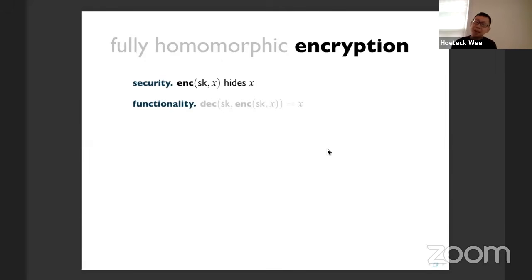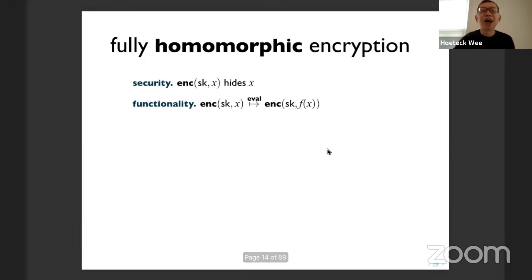Basic security says that the encryption of X should hide X if you don't see the secret key. Moreover, this is the secret key setting, so we actually do require that even if you encrypt many different values under the same secret key, all of the ciphertexts should also hide all of these original plaintext values. So the main difference between fully homomorphic encryption and traditional encryption is the additional functionality requirement, which says that there exists an evaluation algorithm that takes as input an encryption of X and any function f, and produces an encryption of f of X.